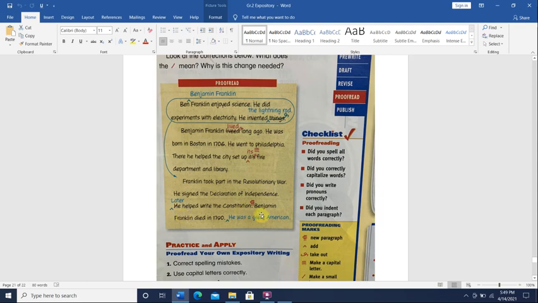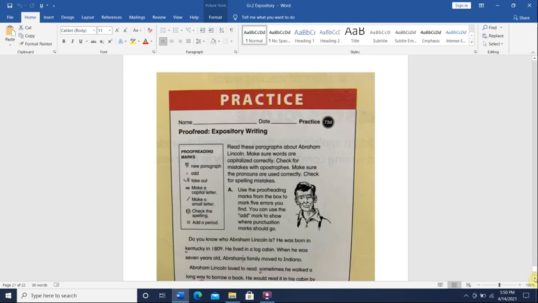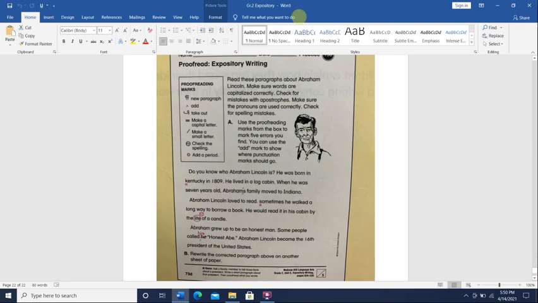All right? Benjamin Franklin died in 1790. He was a great American. So she added a good ending for her writing. Okay? So this is what we're going to be doing on page 73D. This is also an expository writing, about Abraham Lincoln. Let's see what we'll do.